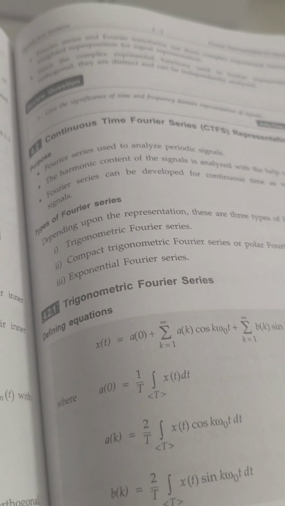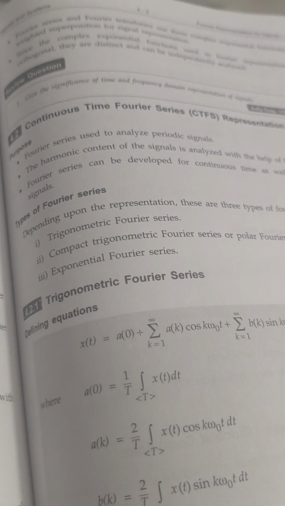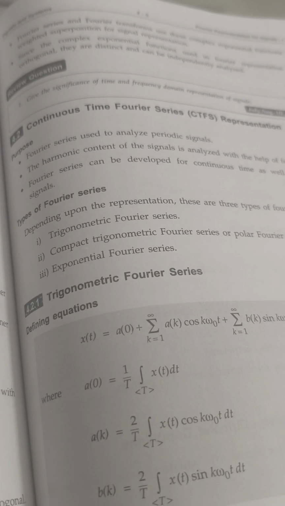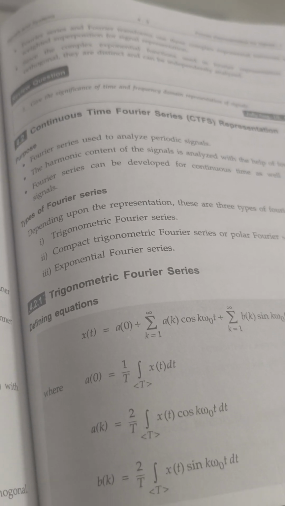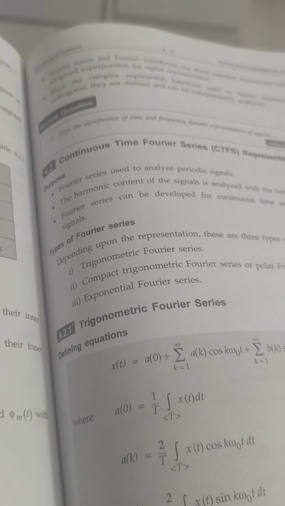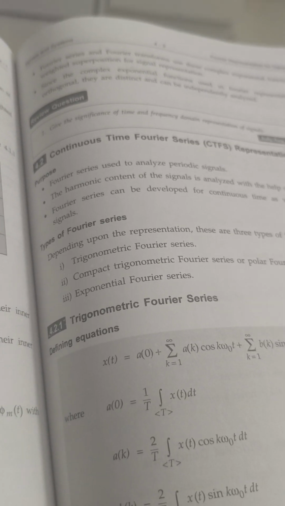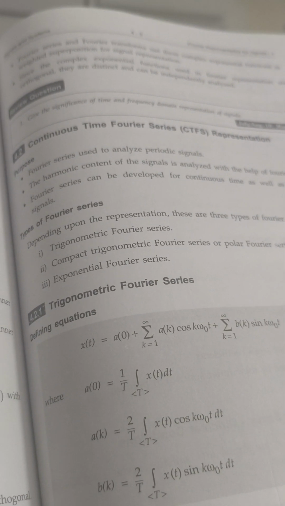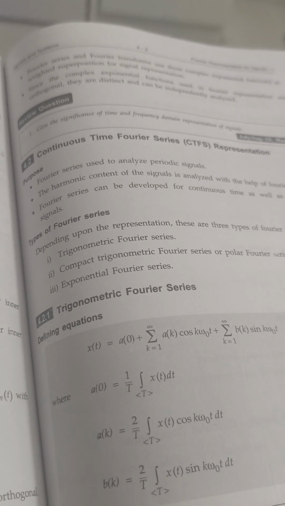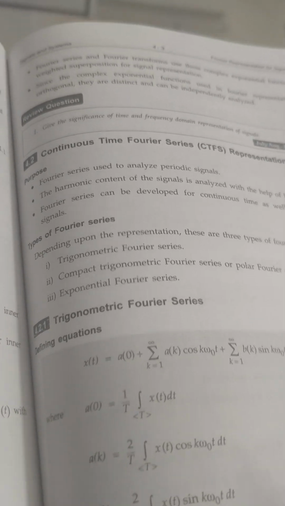Signals which repeat at regular intervals of time are called periodic signals. Aperiodic or non-periodic signals are the signals which do not repeat at regular intervals of time. For example, periodic signals: sine wave, cosine wave, triangular wave, square wave. Non-periodic signals: exponentially increasing signal, exponentially decreasing signal, and so many other signals.